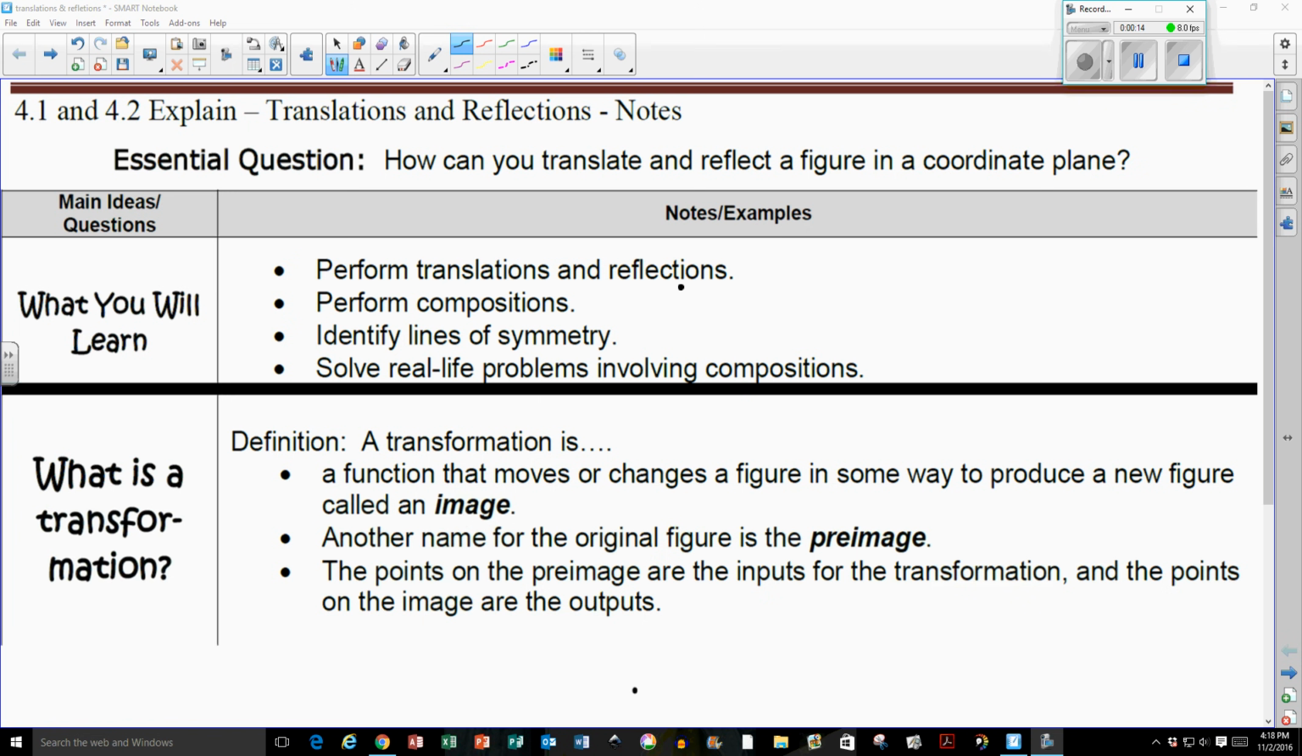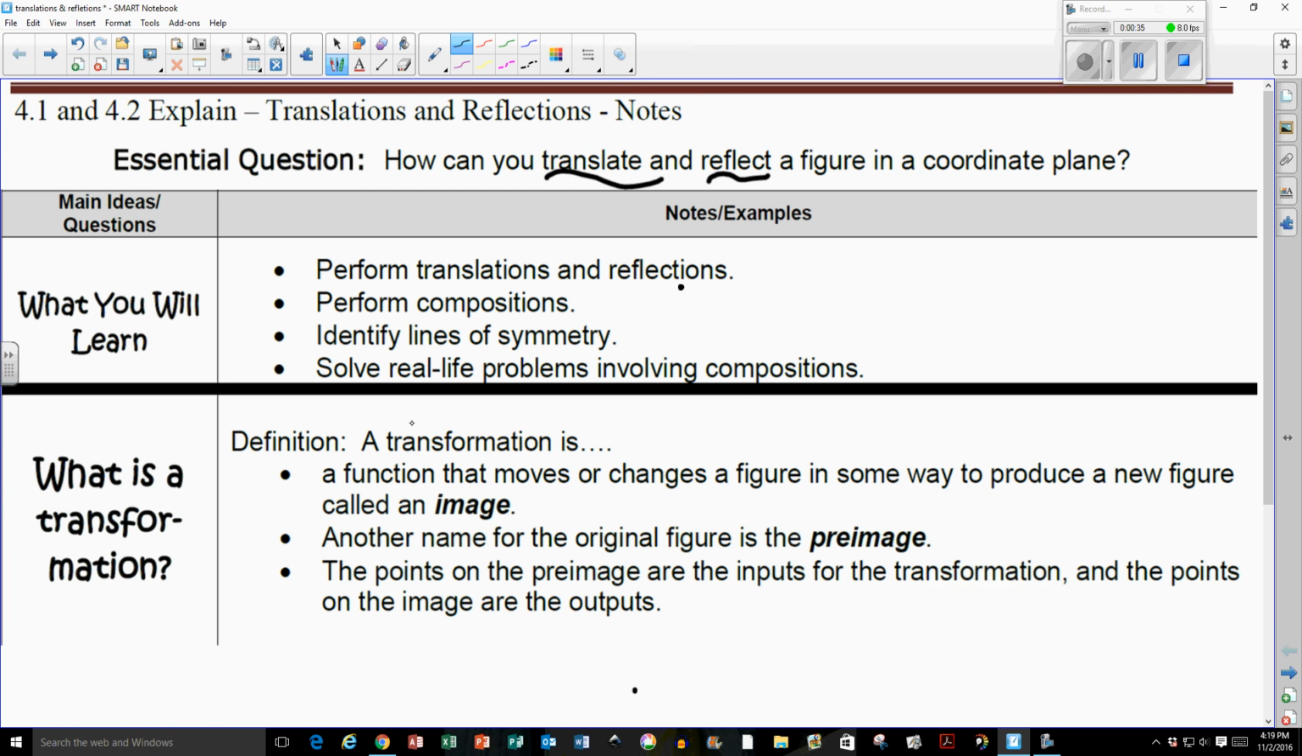So our essential question is, how can you translate and reflect a figure in a coordinate plane? So we're going to translate and reflect. All right, so we're going to perform translations and reflections. We're gonna perform compositions, identify lines of symmetry, and we're going to solve some real world problems.